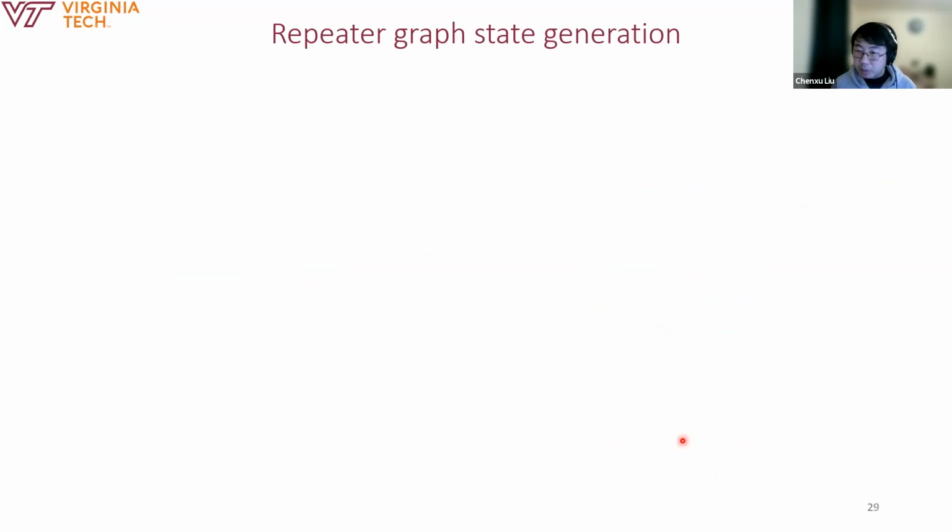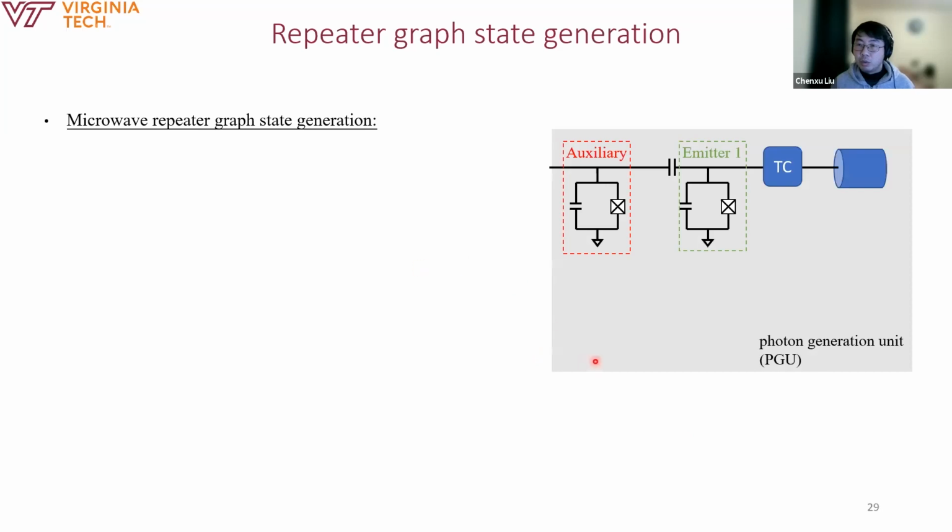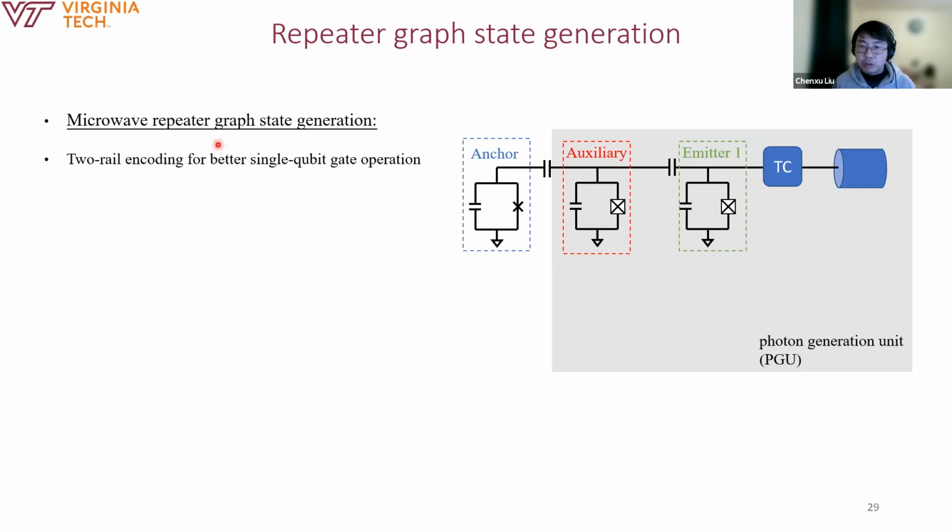So in order to generate this repeater graph state for microwave photons, we propose to use another transmon qubit, which serves as the anchor qubit in our generation scheme. And this anchor qubit will couple to the auxiliary qubits in the photon generation units, such that we can apply entangling gates like the CZ gate between them. Because in the optical generation scheme, we noticed that we need to apply single qubit gates on the photon qubits, we choose to use the 2-rail encoding method for the generated photon qubits. In that sense, we can have an easier way and high fidelity single qubit gate operations on the generated microwave photonic qubits.